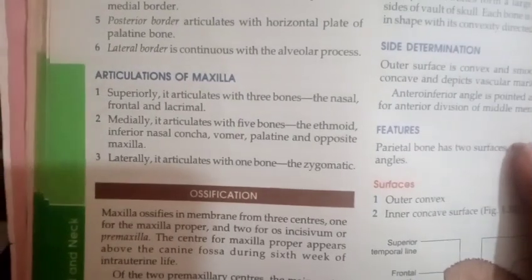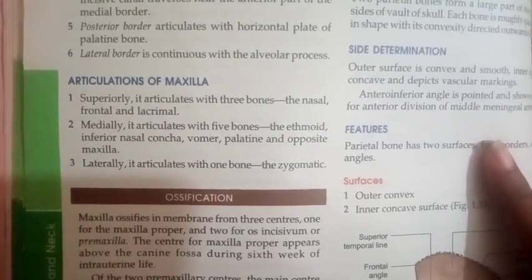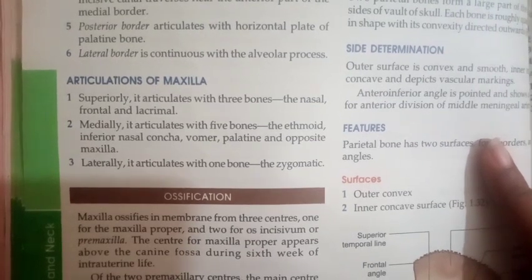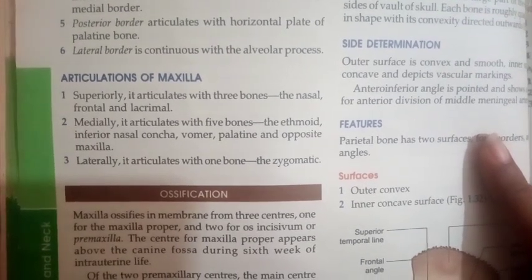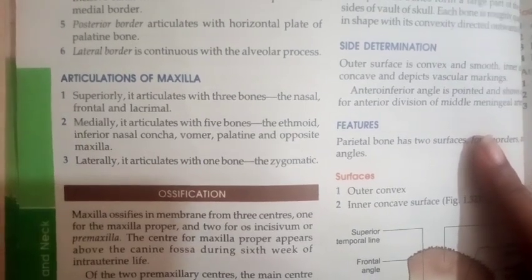Articulation of the maxilla. Superiorly, it articulates with 3 bones: nasal, frontal and lacrimal. Medially, it articulates with 5 bones: ethmoid, inferior nasal concha, vomer, palatine, and the opposite maxilla. Laterally, it articulates with 1 bone, the zygomatic.